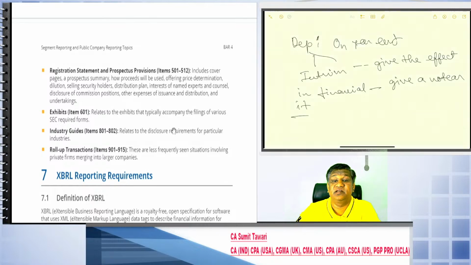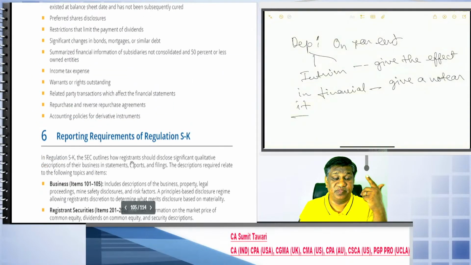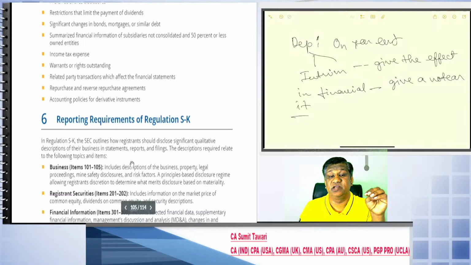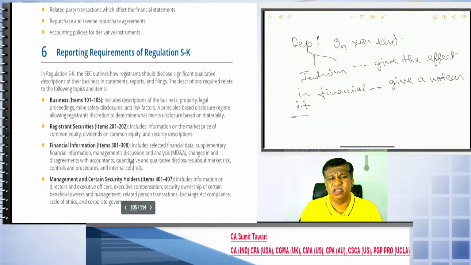Exhibits relate to the exhibits that typically accompany the filing of the various SEC required forms. So whenever you are filing the SEC form, you need to file some exhibits. And the industry guides relate to the disclosure requirements of a particular industry. And roll-up transactions are less frequently seen situations involving private firms merging into a larger company. If this is the situation, then also you need to disclose. So these are basically the ad hoc disclosures. Interim audit report or the annual audit report you need to provide on a yearly basis. But whatever ad hoc disclosure there may be, you can give it to the registrant through Regulation S-K.